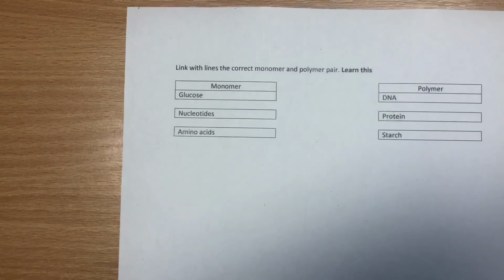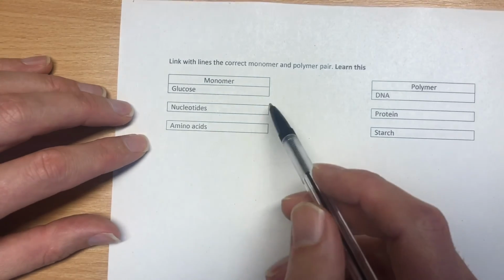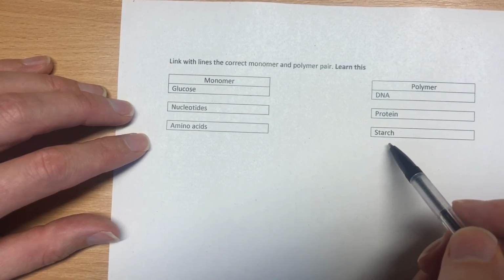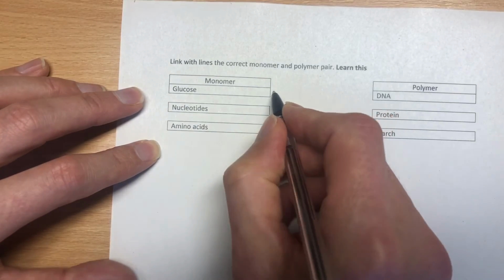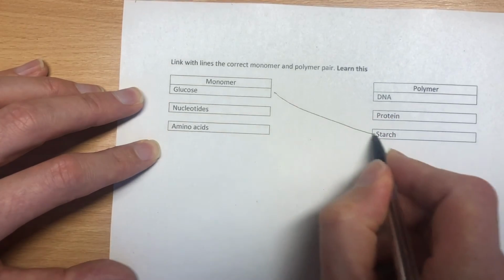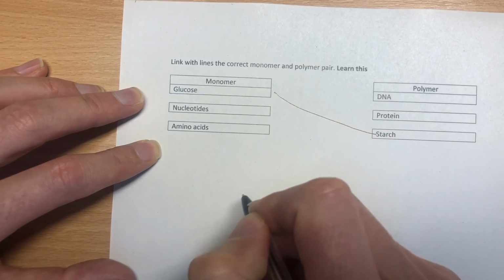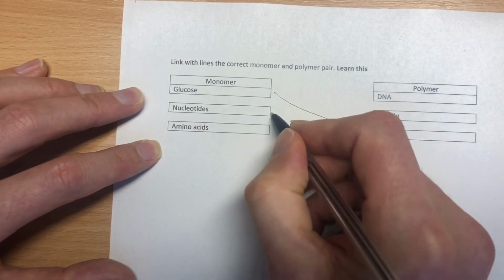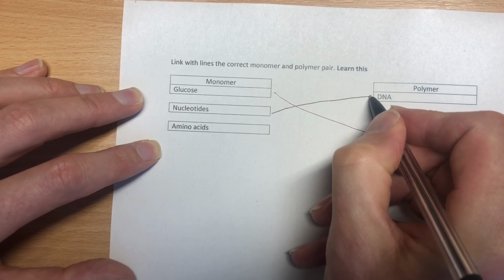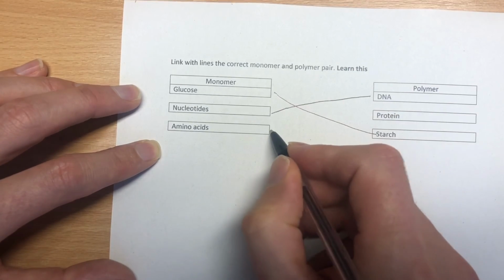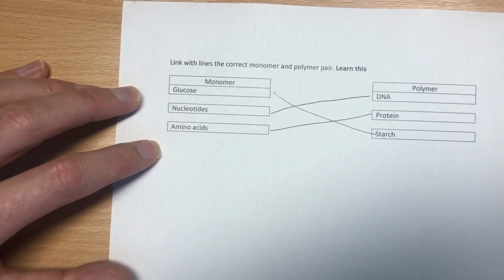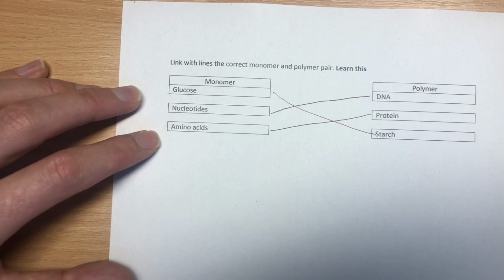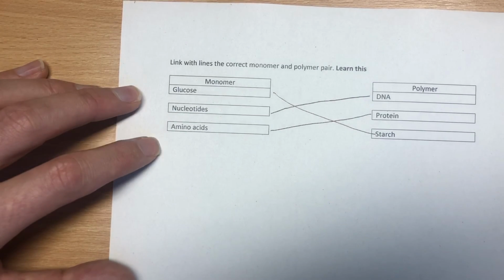Okay, and the last one here, you need to know there are polymers in living things as well, and they're formed from the following monomers. So glucose, sugar molecules, form starch. Nucleotides form deoxyribonucleic acid, in other words DNA, and amino acids form proteins. You need to know the monomer and the polymer that they form, and they form that through condensation polymerization, and that is condensation polymerization finished.